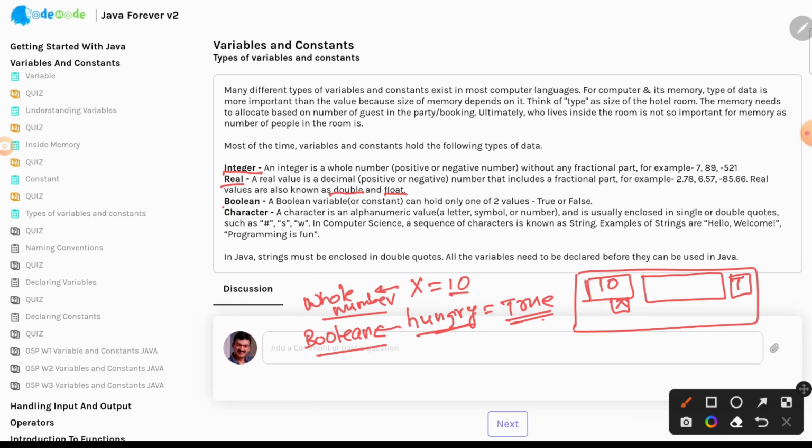Then Boolean is always true or false. As I said, are you hungry? Did you wake up on time today? Are you going to exercise? The answer to these questions is always yes or no, and you refer to it as Boolean.